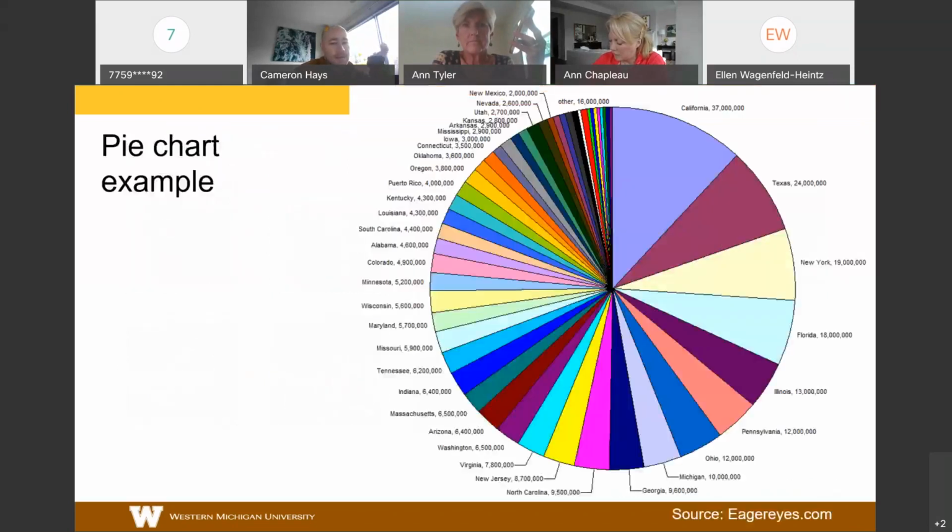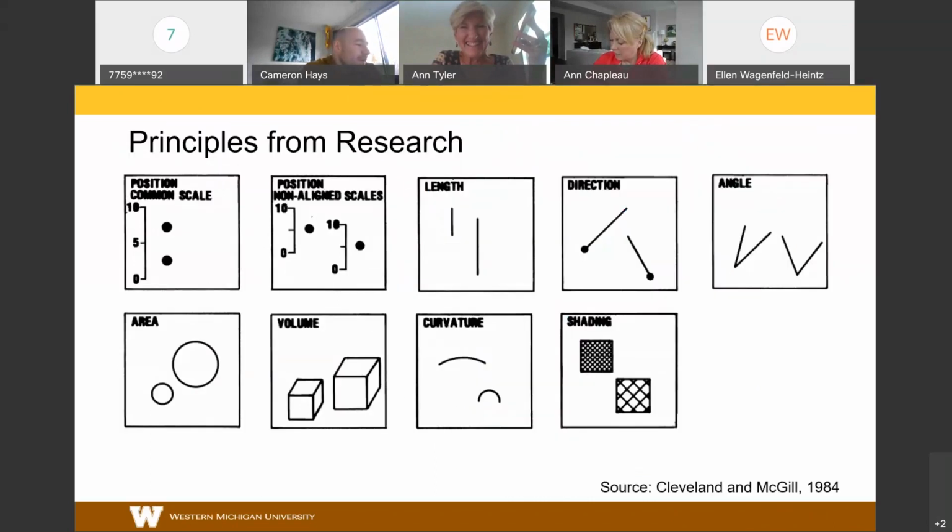So we've all seen this. Don't do it. Basically, that's impossible to interpret. After that, they found visualizations comparing area, volume, angles of curvature were the most difficult to interpret. And then last were shading and color saturation.